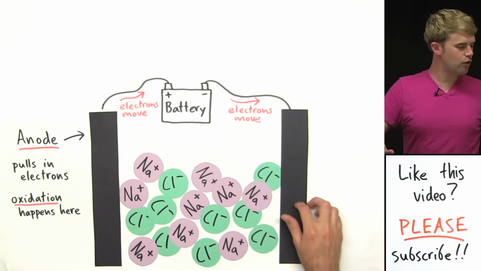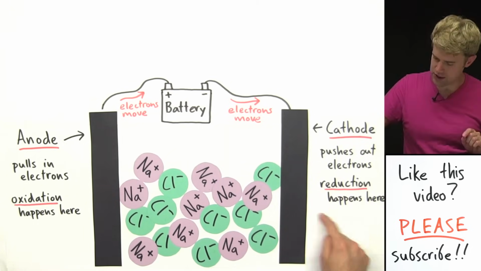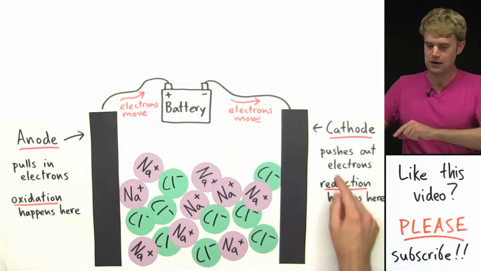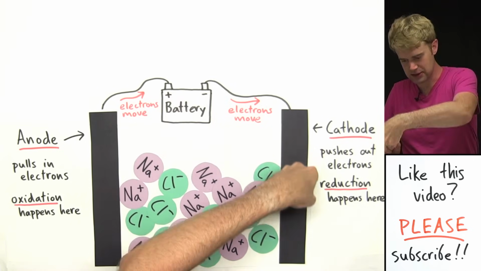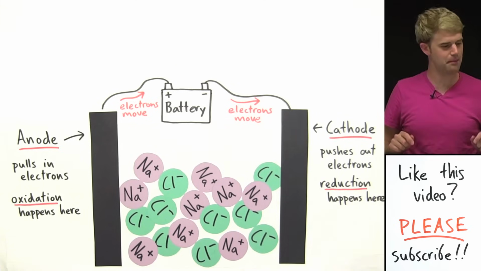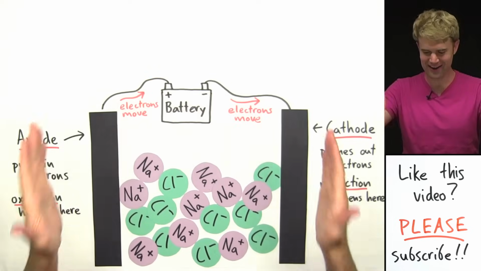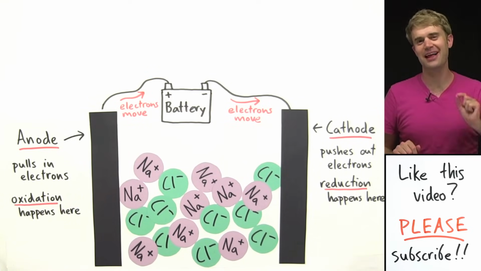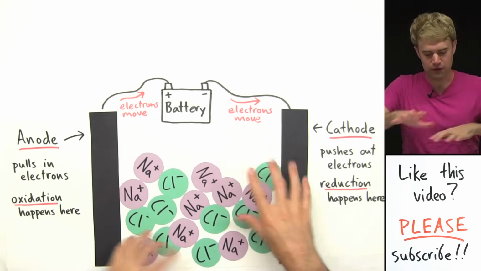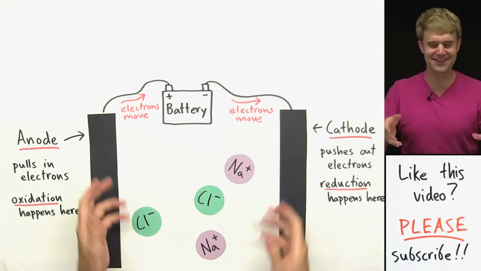Now over here we have the cathode. Reduction happens at the cathode. The cathode pushes out electrons because this is the direction that electrons are moving from the battery. So we got the anode and the cathode. We got the battery, the electrodes, and the sodium chloride. We're ready to do some electrolysis. I'm going to get rid of a few of these ions to make the process a little bit clearer. Okay, that's a little bit clearer.